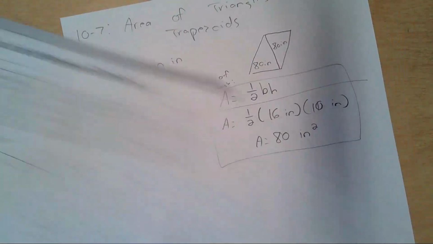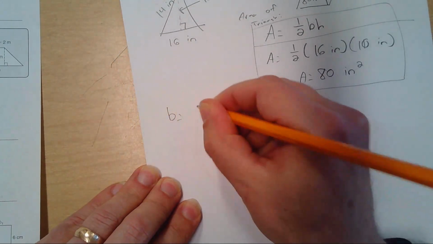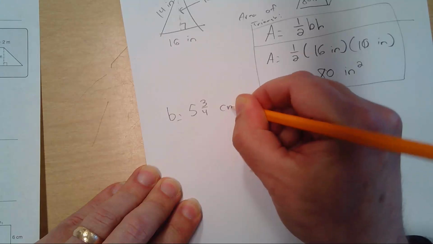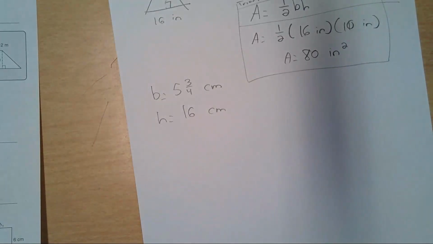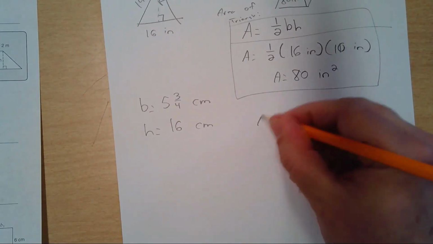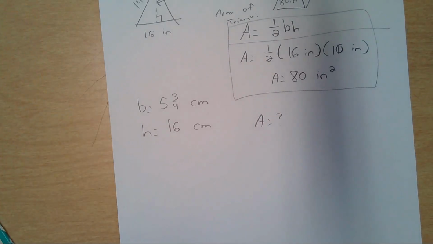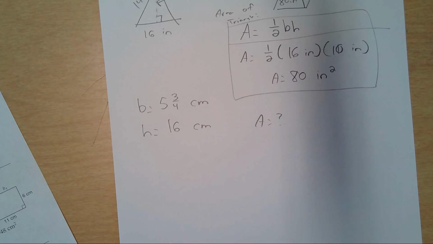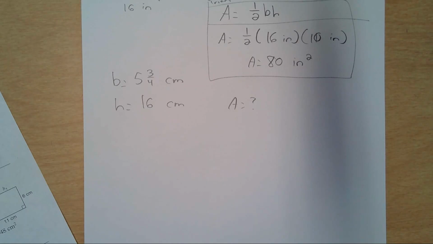I'll give you another one here, or you can try number 3, I suppose. It says the base is 5 3/4 centimeters. The height is 16 centimeters. What is the area of that triangle?